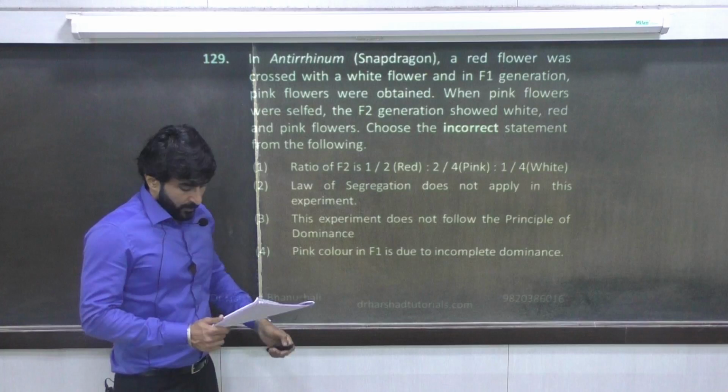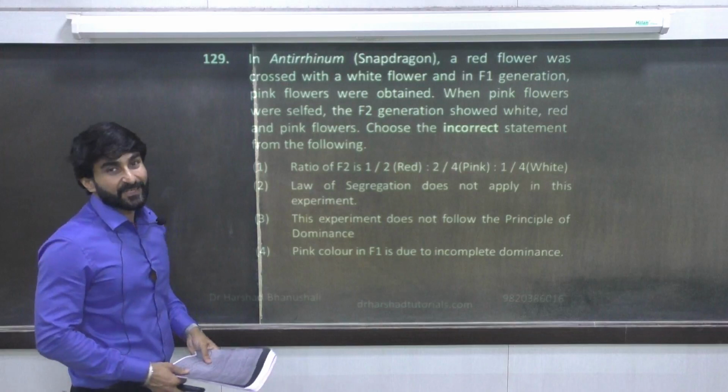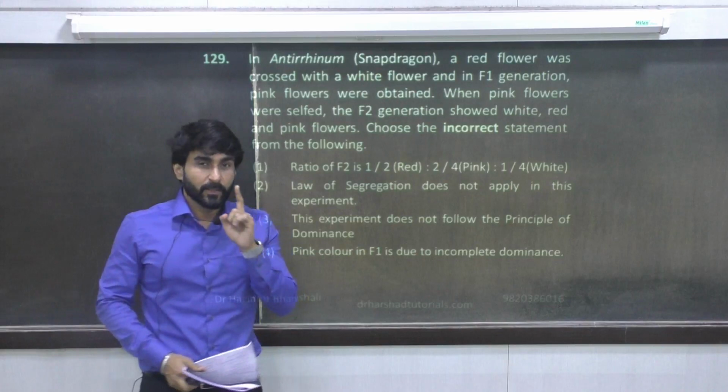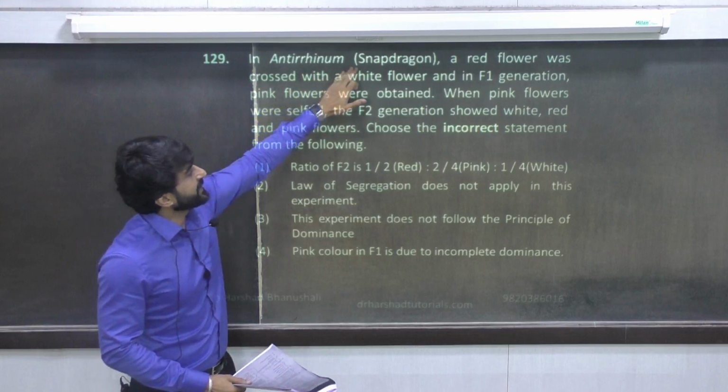Okay, this is a question of genetic basis of inheritance. It's a question of incomplete dominance. Snapdragon, as you know, is an incomplete dominance example. You cross red, you cross white, you get a pink flower, and the ratio you get is 1:2:1. Now, in this example, they have said choose the incorrect statement.